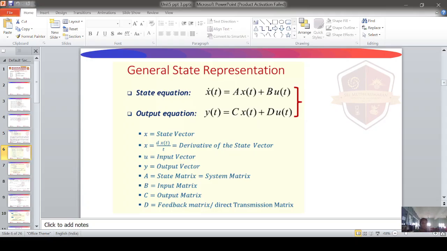General state representation. In the state representation we have two equations, the state equation and the output equation. The state equation is x dot of t, the one-time differentiation of x, is equal to A into x of t plus B into u of t. The output equation is y of t is equal to C into x of t plus D into u of t. So x is the state vector, and x dot is equal to dx of t divided by dt, the derivative of the state vector. Then u is the input vector and y is the output vector. A is the state matrix or system matrix, B is the input matrix, C is the output matrix, and D is the feedforward matrix.